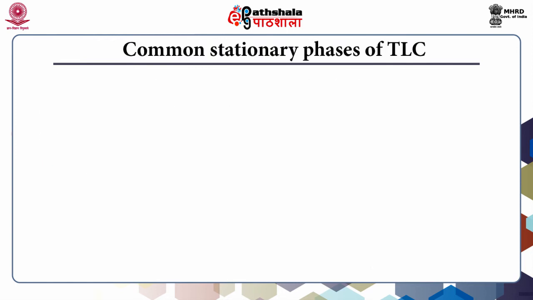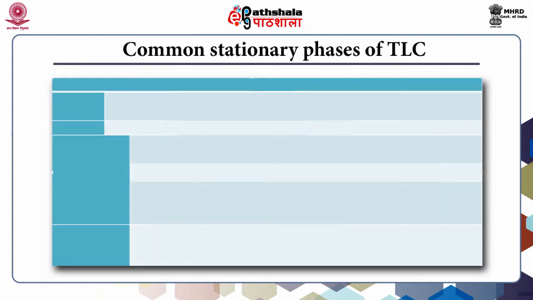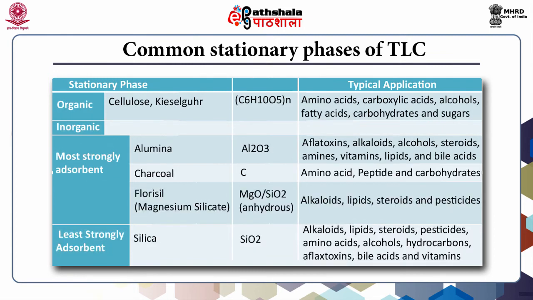The common stationary phases of TLC can be divided into two categories. One is organic and the other is inorganic. In the case of organic, cellulose and Kieselguhr are the basic stationary phases, and their typical applications are identification of amino acids, carboxylic acids, alcohols, fatty acids, carbohydrates and sugars.